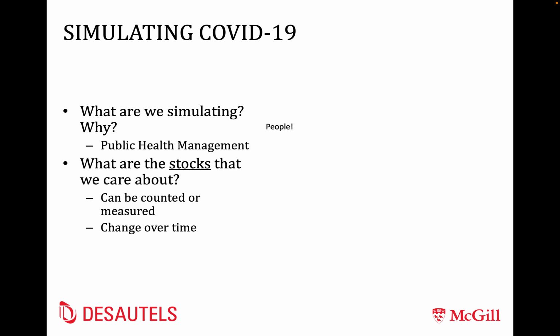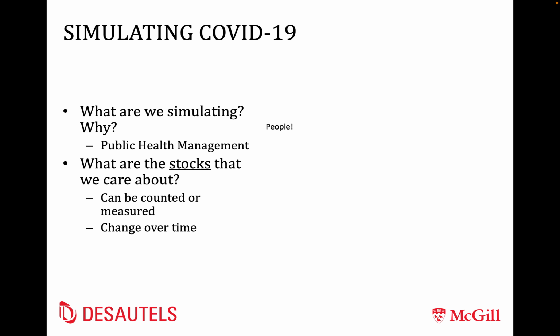Right? There are many different stocks that a public health official might be interested in. They might be interested in beds, hospital beds. They may be interested in supplies and vaccines. But I think a really good thing that a lot of public health people might be interested in, in terms of stocks, is people, right? Because they are interested in managing the health of a population of people, right?